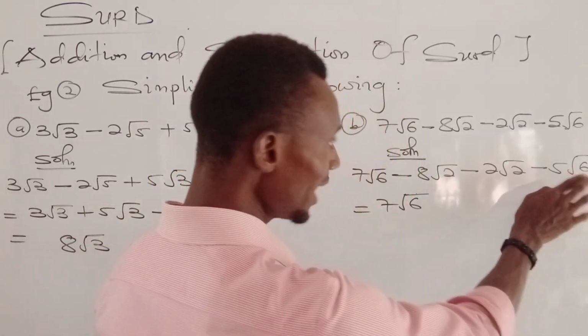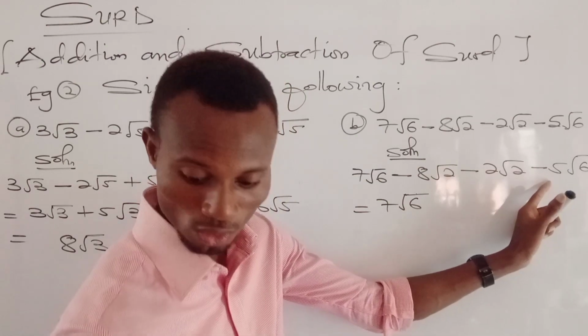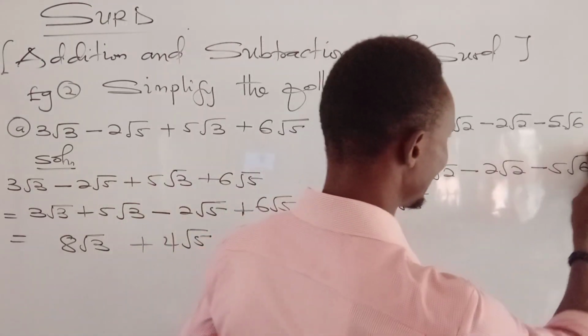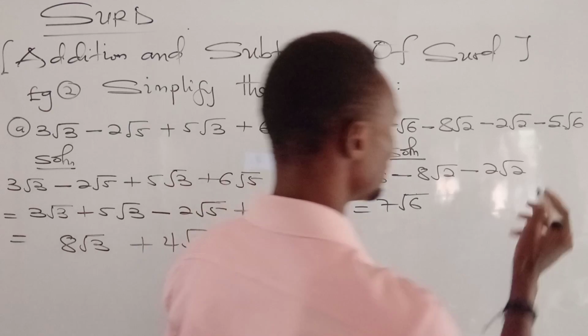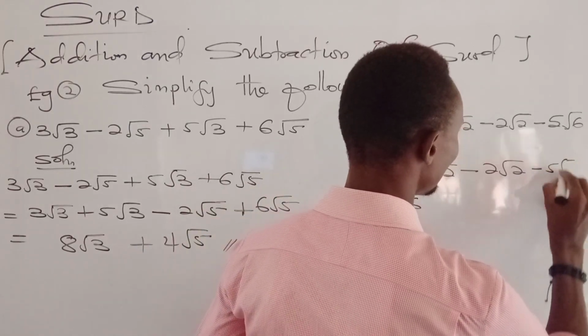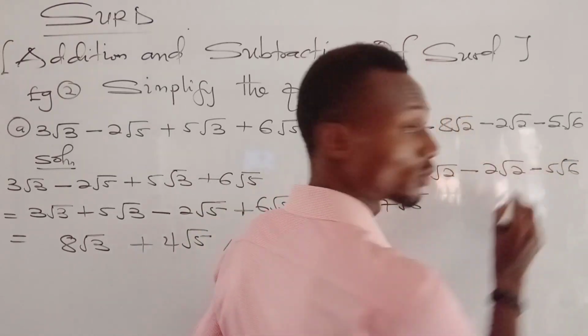Okay, so I can see this one is not really clear from here, so let me clean this and write it well. Okay, the minus 5 root 6. Okay, so minus 5 root 6. I hope you can see it well now.